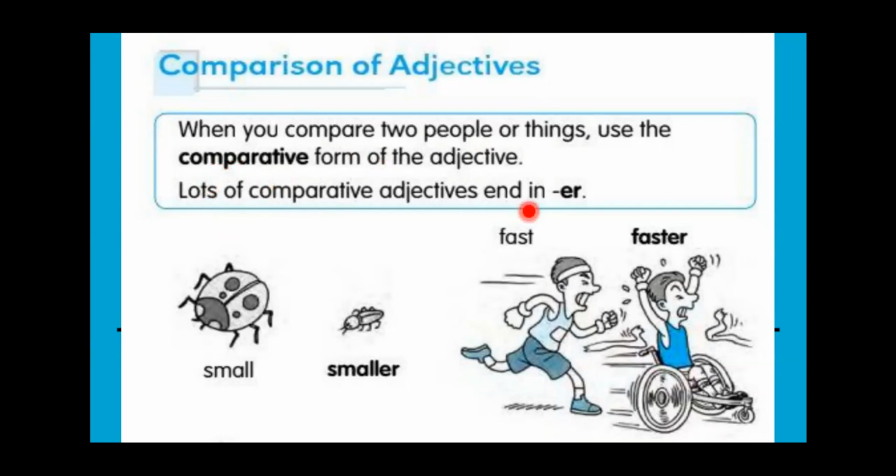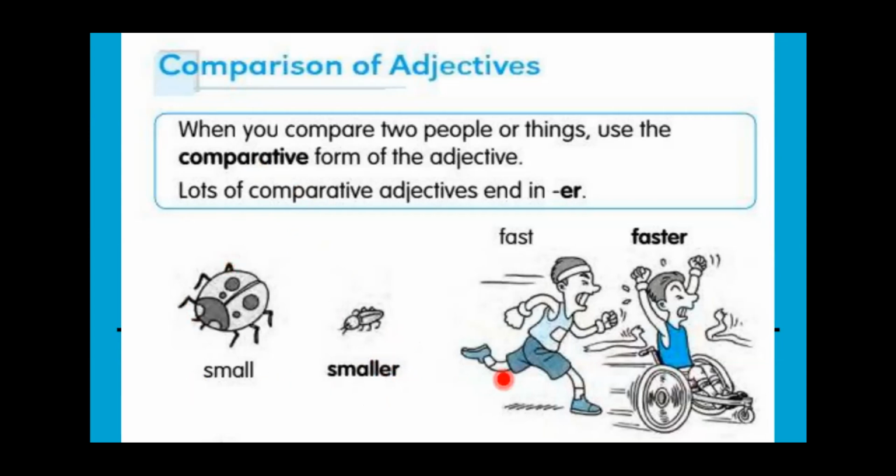So comparative forms of adjectives end with er. We will add er for the comparative form. Let's see over here. The adjective is small. When I have to compare two insects, here how many insects are there? Two insects. So I'll say this insect is smaller. Two, right? So दो को compare करना है तो मैं क्या करूंगी? I will use the comparative form and add er at the end. This insect is smaller than that insect.